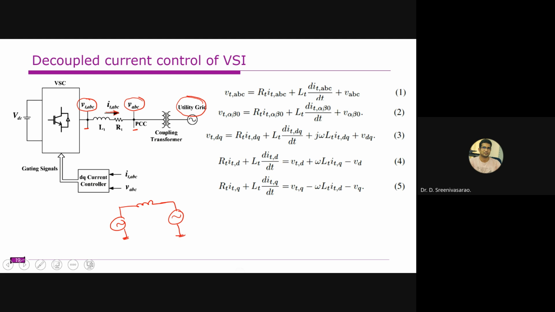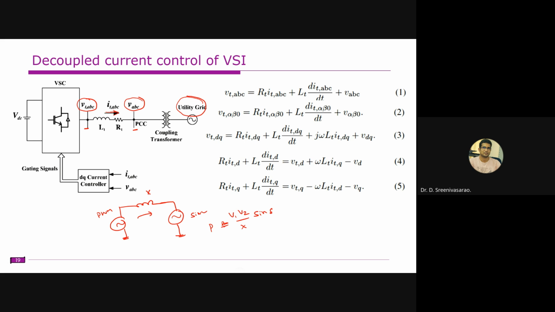We have a sending end and a receiving end side. This is a transmission line problem. But the thing is that this one is a sinusoidal waveform, whereas the other one is not exactly sinusoidal. Instead, we have a PWM waveform. For example, if you want a real power exchange from here to here, you need to maintain some phase shift. You know that, right? V1 V2 by X sine delta. This delta is the phase shift that you are supposed to maintain for real power transfer.